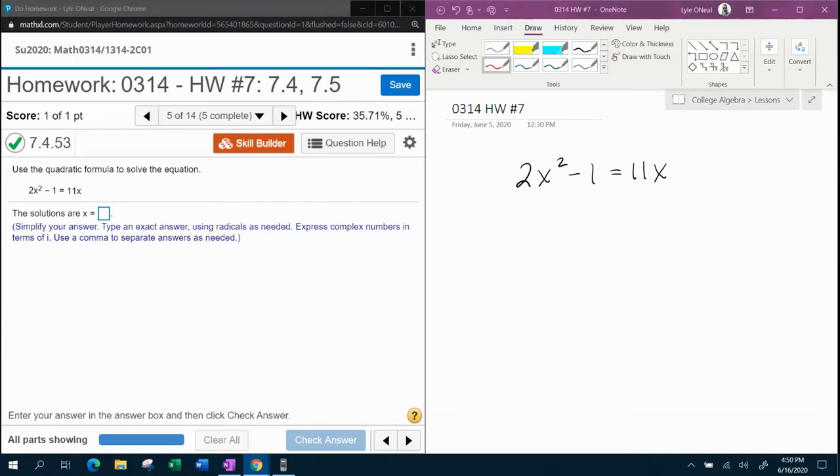All right, here we go. Question number 5 from our 0314 homework number 7 in MyLab Math. They want us to use the quadratic formula to solve the equation.